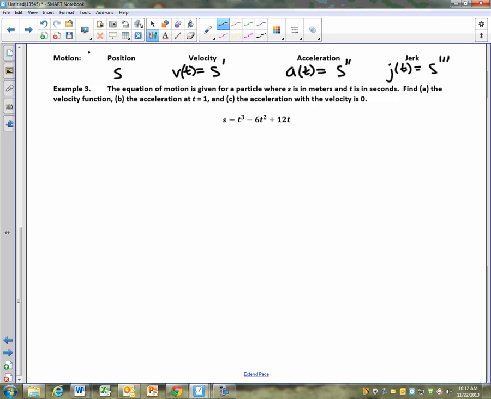So it says the equation of motion is given for a particle where s is in meters, t is in seconds. Find the velocity function, the acceleration at t, and the acceleration when the velocity is 0. This is not going to be too difficult. You guys can all do it. I'm going to list my 3 functions.